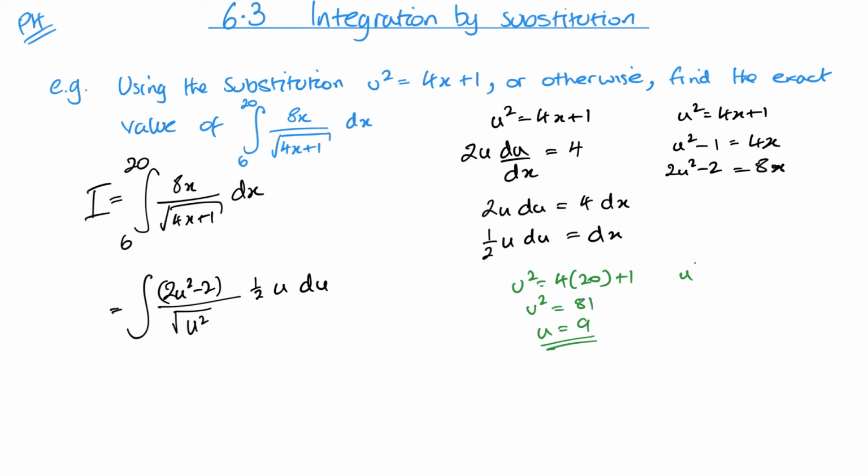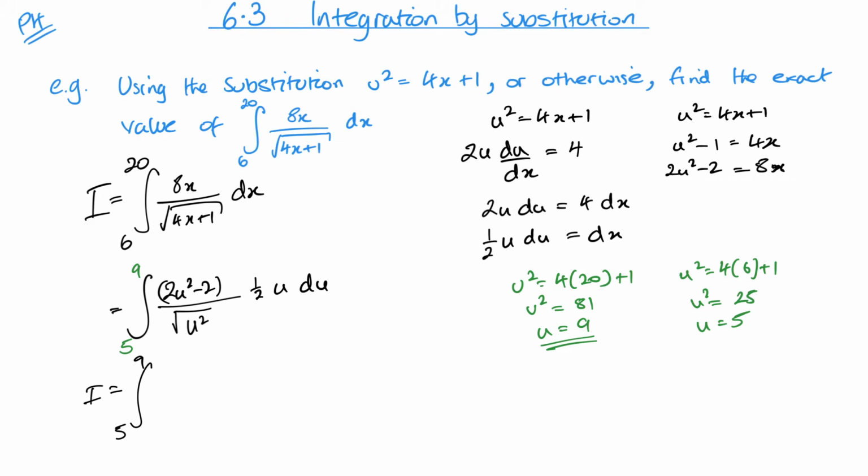And then we're looking at u squared equals 4 lots of 6 plus 1. So that's going to give me 25. So u is going to be 5. So my new limits are between 9 and 5. So let's carry on with this. So we're between 9 and 5.